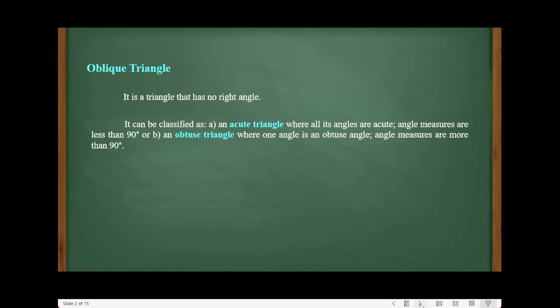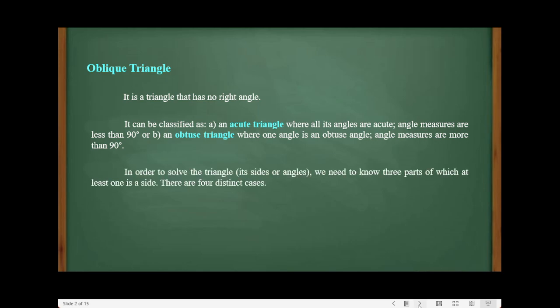Now, how can this triangle be classified? It can be an acute triangle, where all its angles are acute, meaning the angle measures are less than 90 degrees. Or this oblique triangle can be classified as an obtuse triangle, meaning a triangle with one interior angle that is obtuse and the other two acute. When we say obtuse angle, we are referring to an angle whose measure is more than 90 degrees.